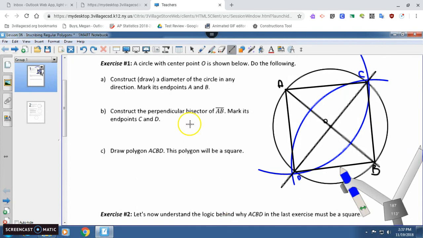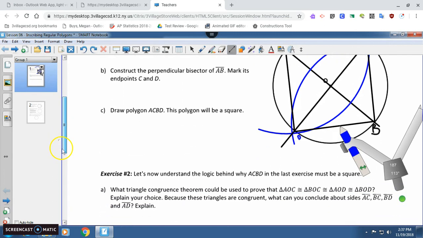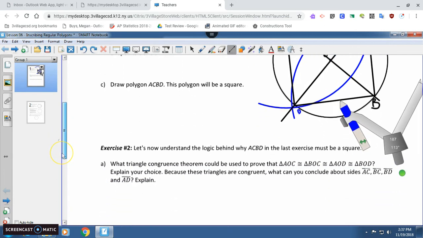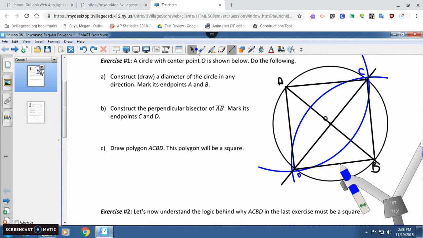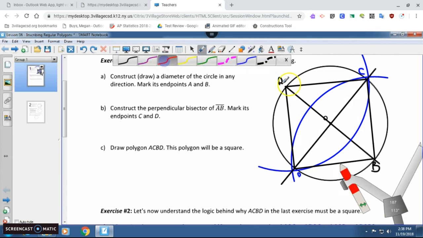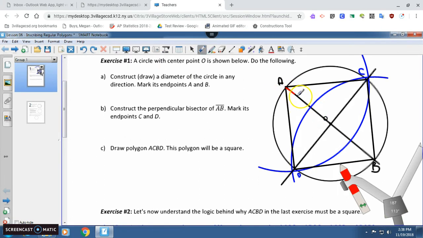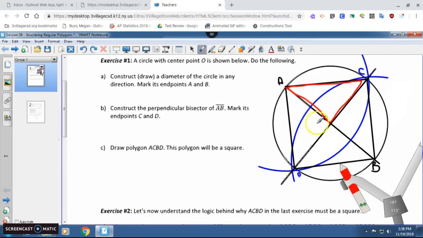Now let's go a little bit further with this. If I look into exercise 2, we want to understand the logic of why it must be a square. So we want to talk about what triangle congruence theorem could be used to prove that the triangles are all congruent. Now let's look at what triangles we're talking about in the first place. We are talking about AOC as one of them. So I'm just going to highlight. Looking at the other ones, we have BOD, COD, and AOD.